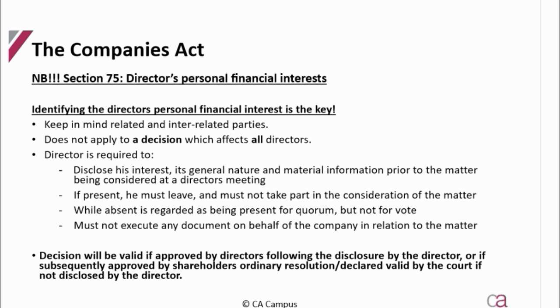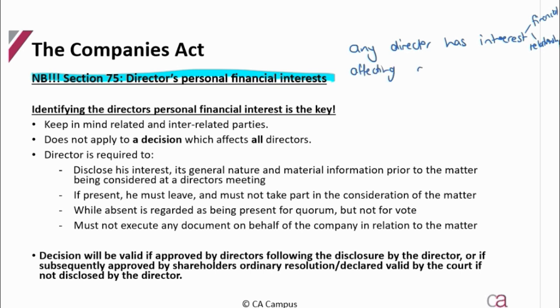Section 75, director's personal financial interest. So this is where any director has an interest, whether it be financial, whether it be a relationship, affecting a decision that is going to be passed.